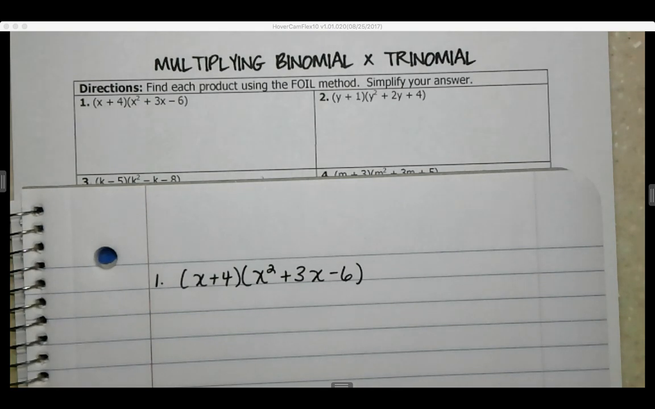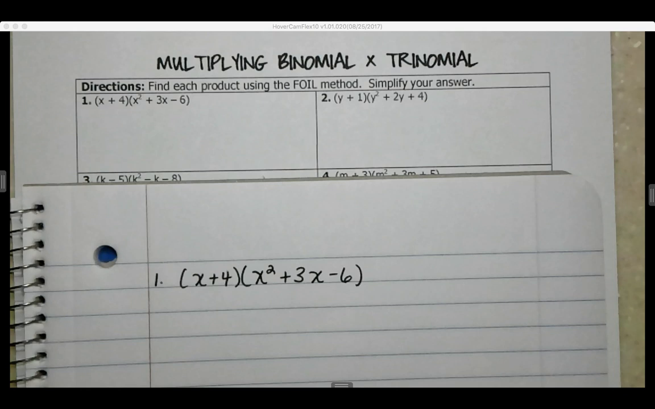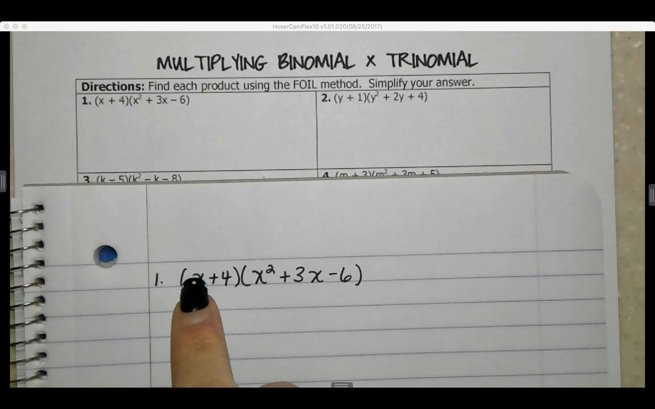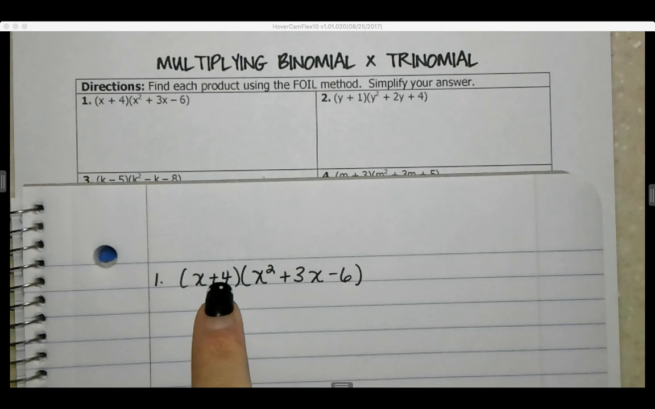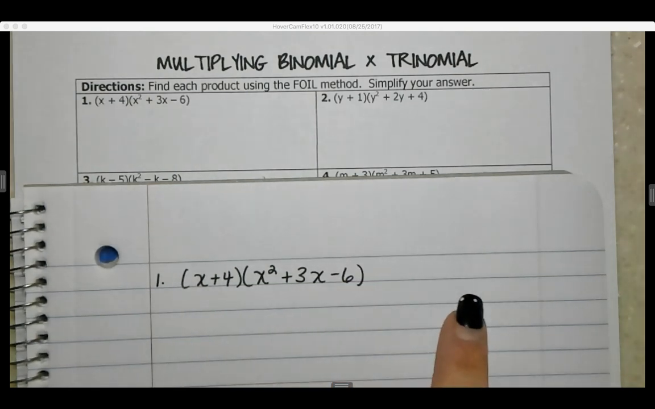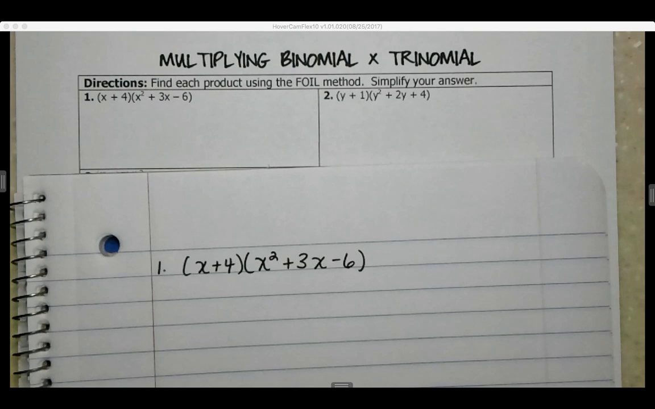It says FOIL method. In my opinion, that does not apply here. Really what you're going to do is take it one step at a time. You take somebody from here and multiply it here, here, and here. Then you go back and take this remaining piece and multiply it here, here, and here. You end up with a long list of terms. Then you have to find like terms and rewrite it, as always, in standard form.